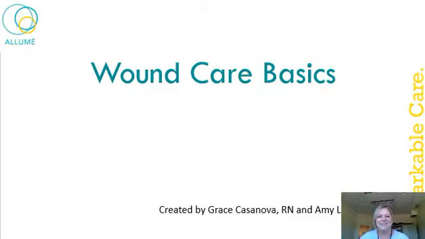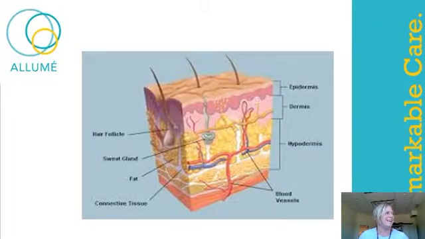This is going to be education on wound care basics. We're going to start with what the integumentary system looks like. So, we have layers of skin: the epidermis, the dermis, the hypodermis, and then you have blood vessels. This is what it looks like in a cross section.